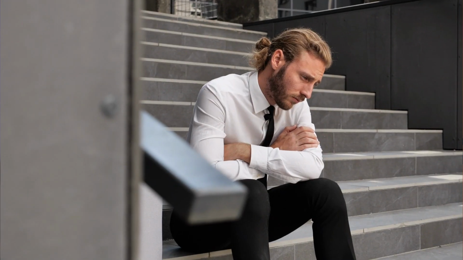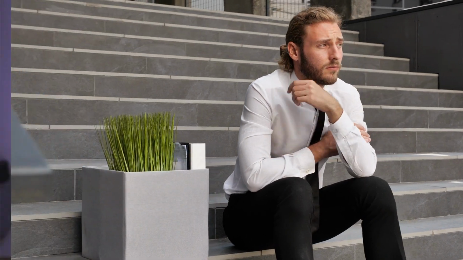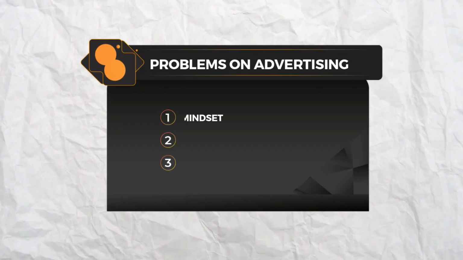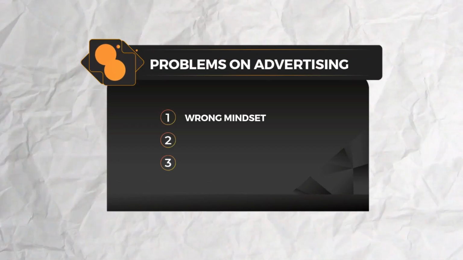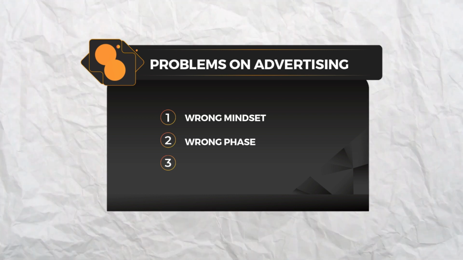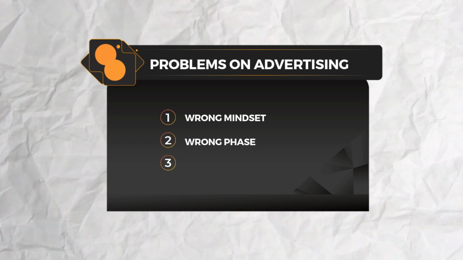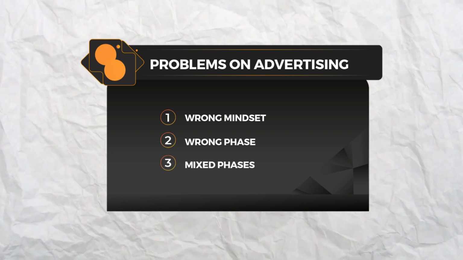The problem that I see many entrepreneurs have is that there are different phases in advertising, and different mindsets that you need to have depending on your budget and how much data you have in your pixel, and they mix phases up. So that means that they are not able to scale, or they try to scale too fast, or they're not able to push enough volume to their campaign.